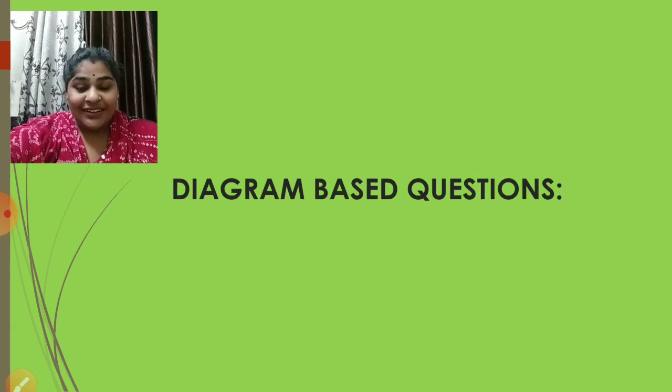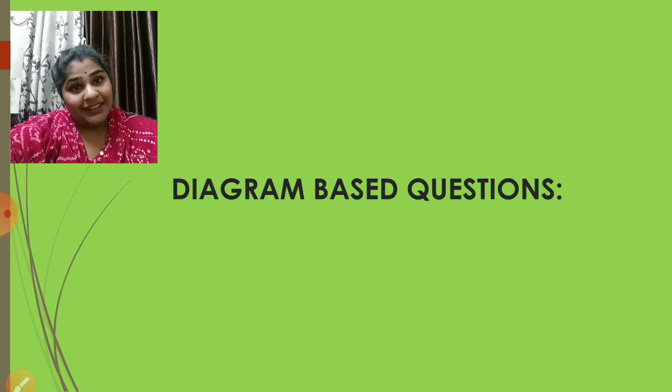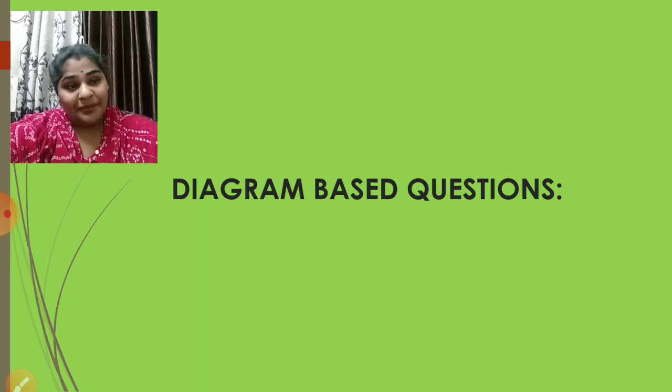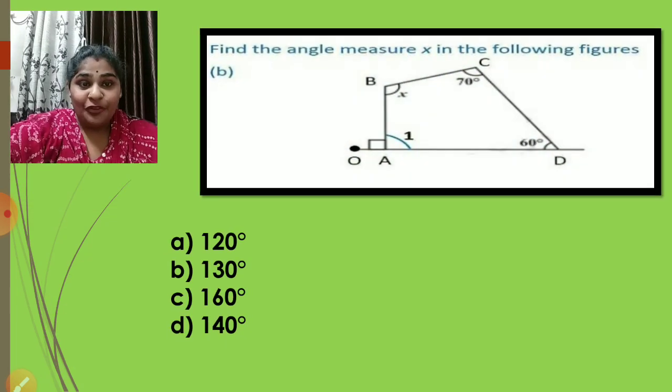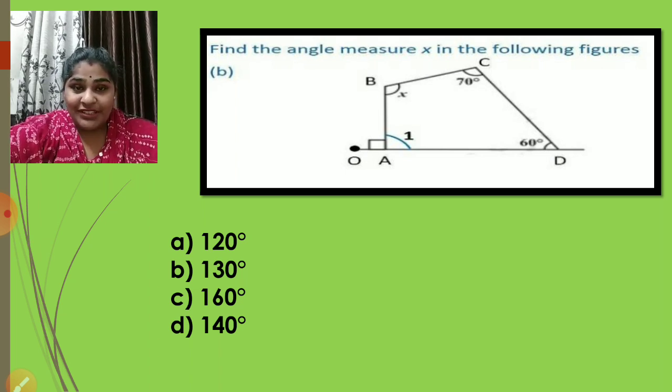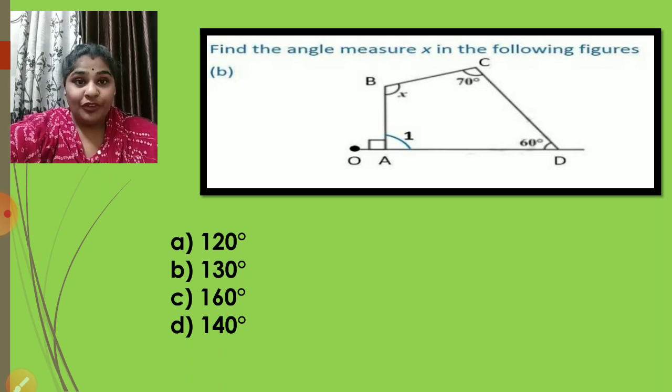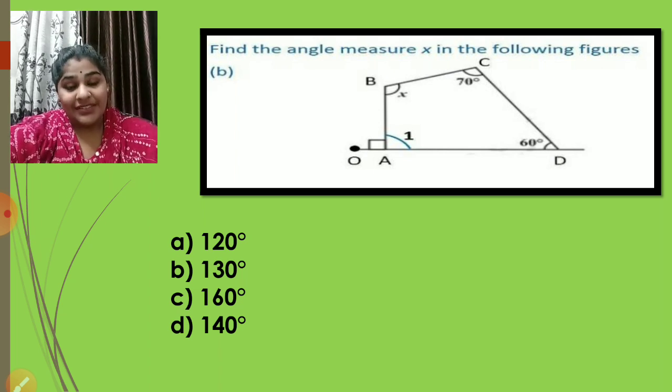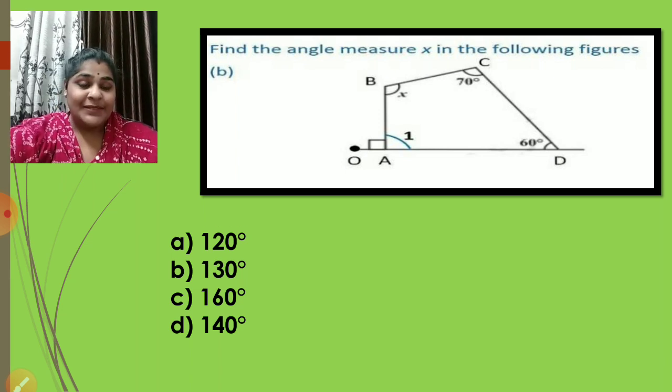Let us proceed. This is very important, diagram based questions. So what type of questions can come and how you have to do them, let us see today. Now this is the first one, children. Find the angle measure x in the following figure. And the options will be given. So you have to first solve in your rough book and then find the option, that is the answer, and then tick the correct answer from the given options.